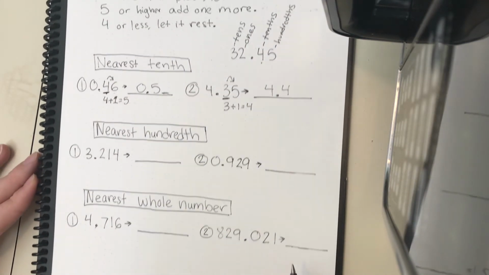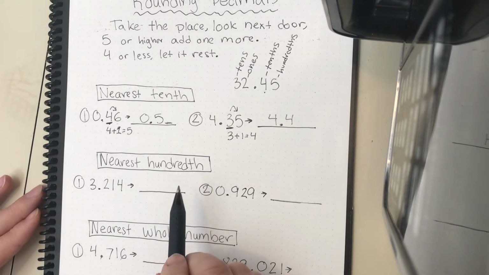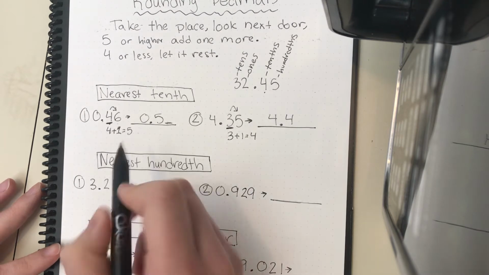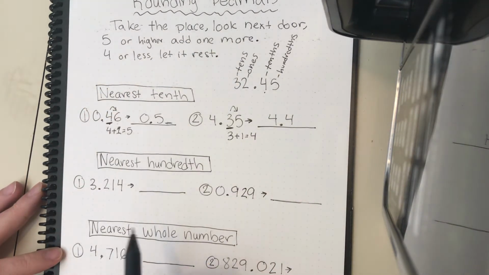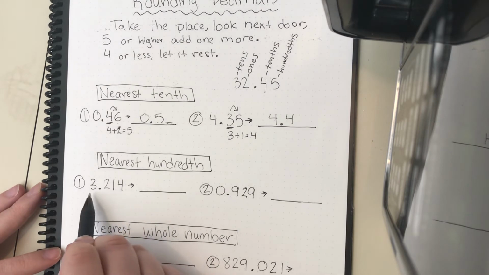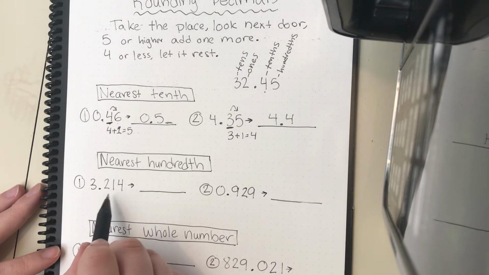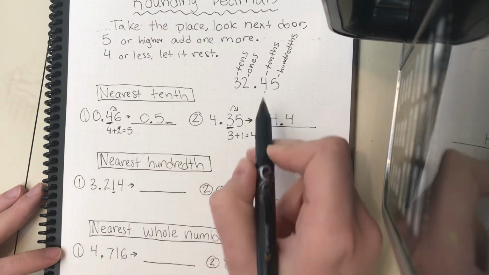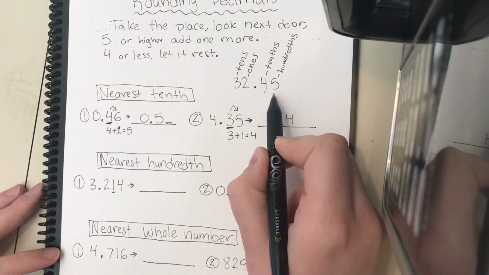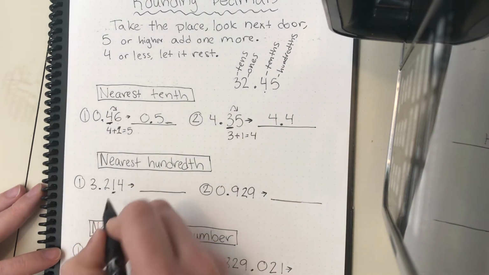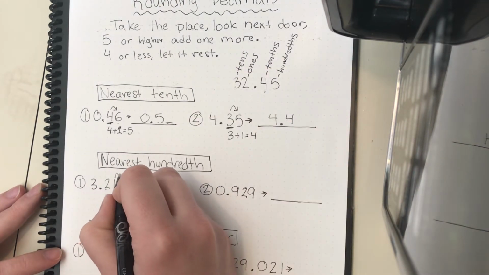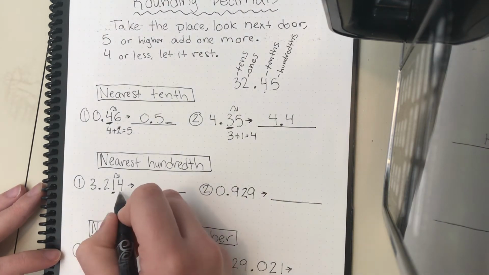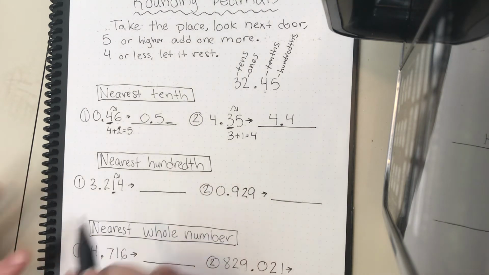Now we're going to round to the nearest hundredth, okay? And our first number is 3 and 214 thousandths. So take the place. Well, what's in the hundredths place in this number? The 1 is in the hundredths place. This is the tenths place. This is the hundredths place. See? We've got a 1. Look next door. 5 or higher, add 1 more. 4 or less, let it rest. Well, we've got a 4. So we're going to let it rest.